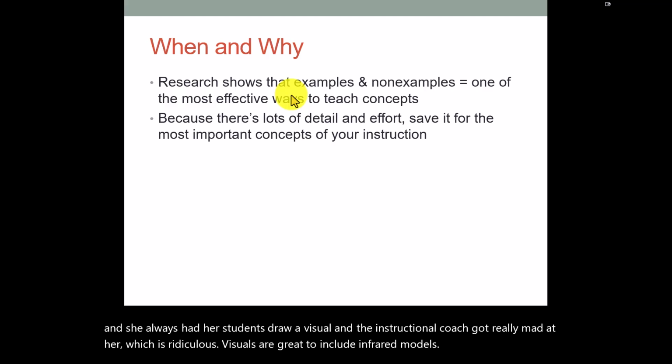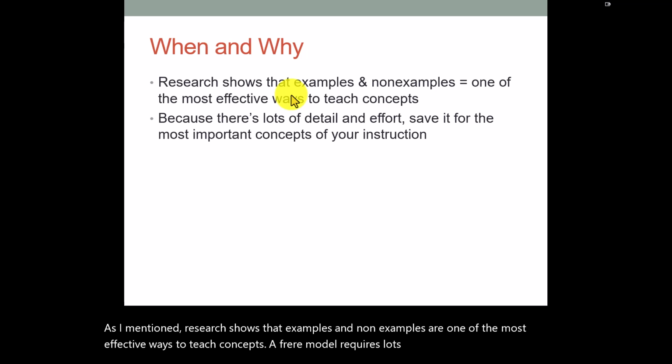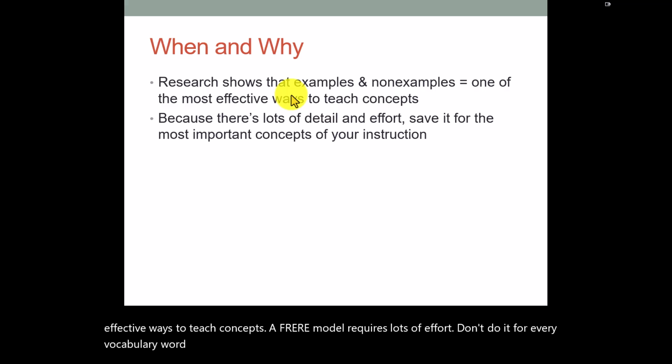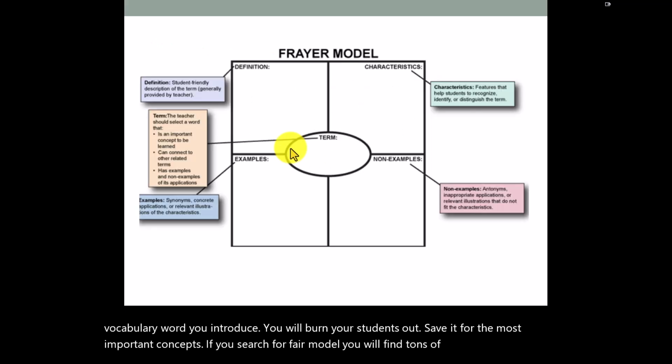As I mentioned, research shows that examples and non-examples are one of the most effective ways to teach concepts. A Frayer model requires lots of effort. Don't do it for every vocabulary word you introduce. You will burn your students out. Save it for the most important concepts. If you search for Frayer model, you will find tons of graphic organizers and tons of examples.